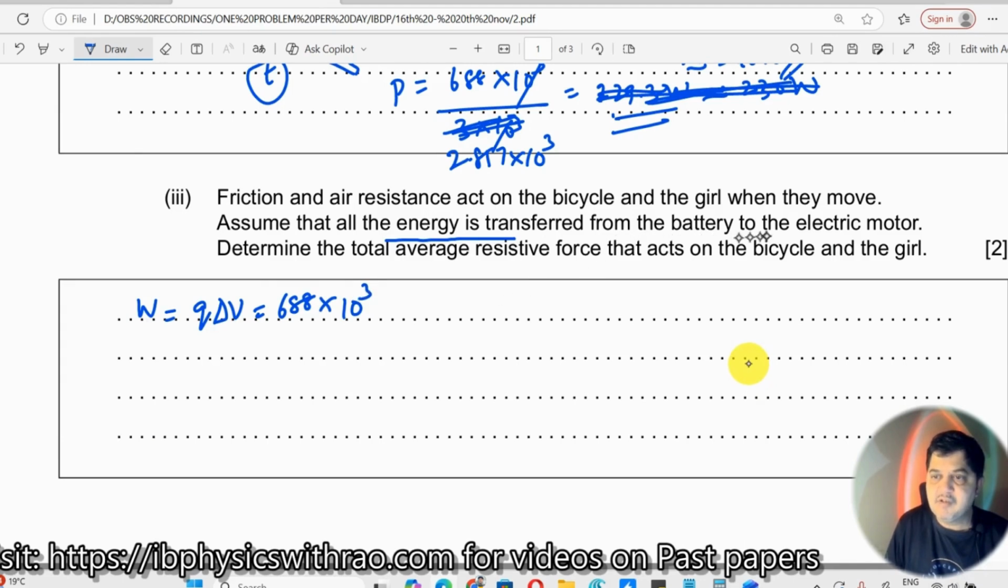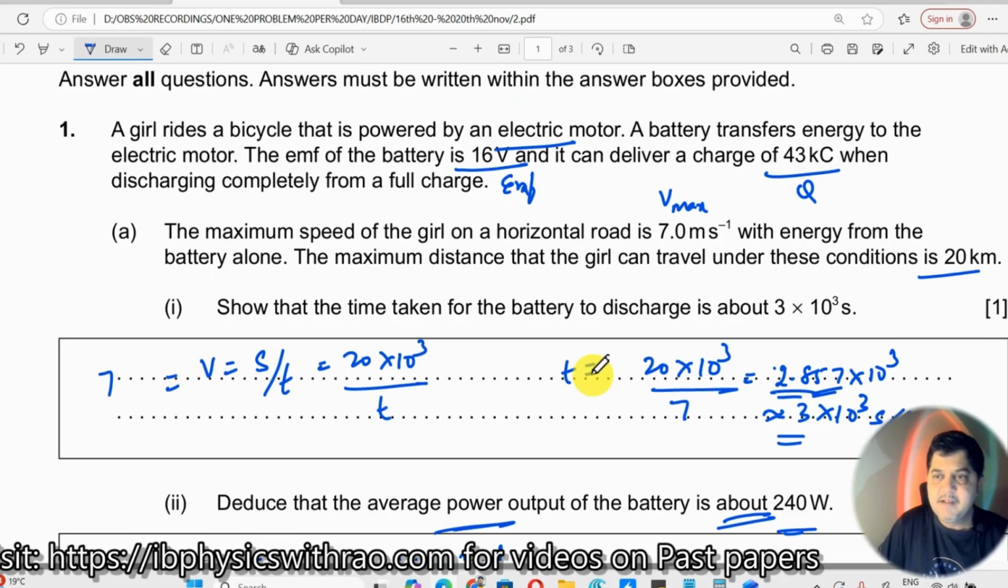Then it starts with the electric motor. Determine the average resistive force. You need to find out the average resistive force. So this much energy was used to overcome the resistive force. Because of overcoming the resistive force, the distance traveled by the cycle was seen to be d, which was 20 kilometers. See, this is already given in the problem.